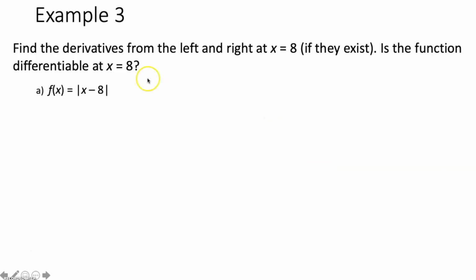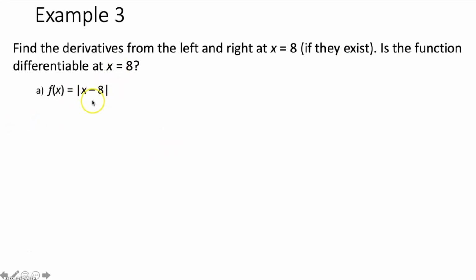Now, example 3, this says find the derivatives from the left and the right at x is equal to 8 if they exist. Is the function differentiable at x is equal to 8? So right away, you see that your function is an absolute value function. So bells and whistles and buzzers should go off in your head. You know that this is going to create a corner at x is equal to 8. So we need to prove that down here. So let's go ahead and do it.